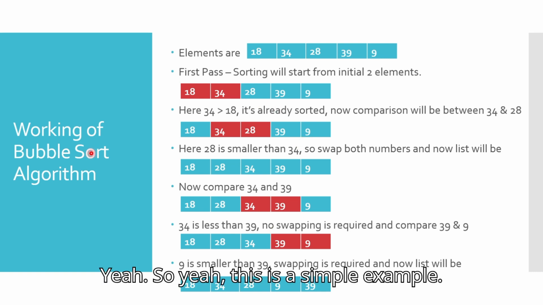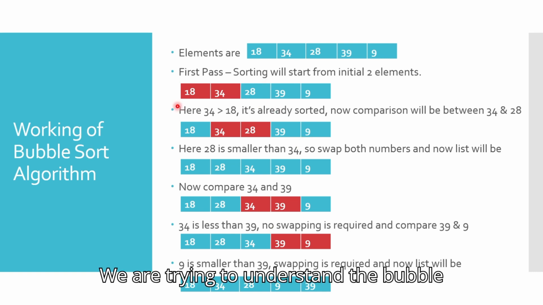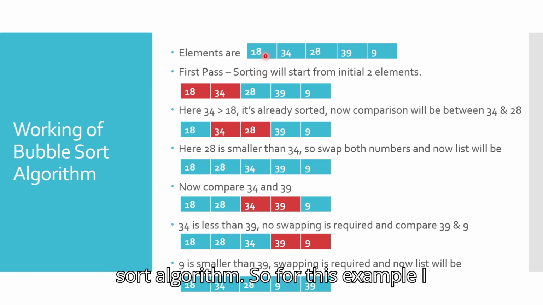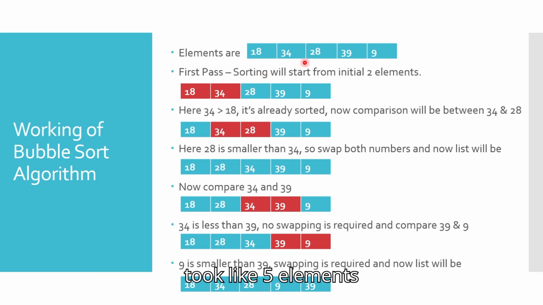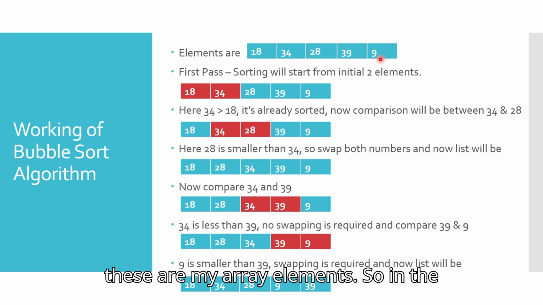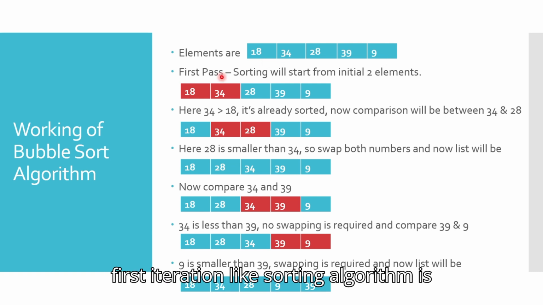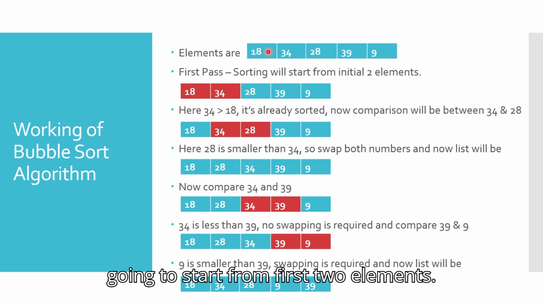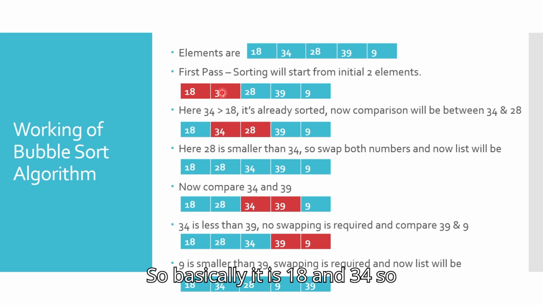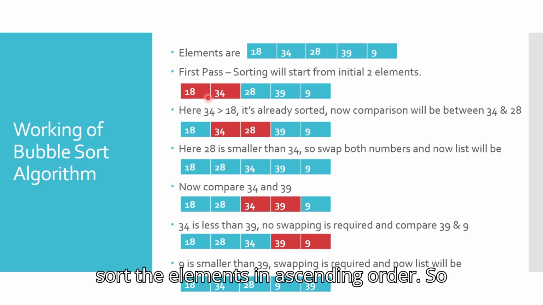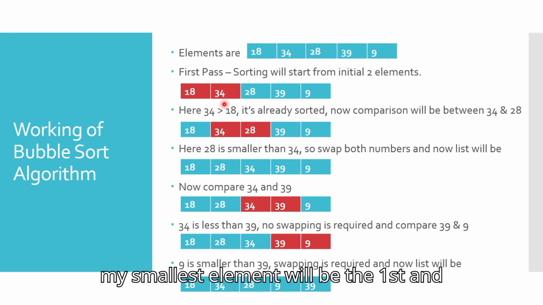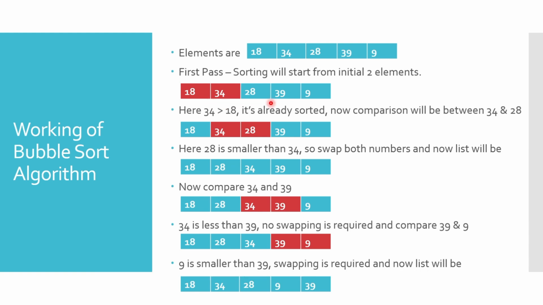Yeah, this is a simple example. We are trying to understand the bubble sort algorithm. For this example, I took five elements: 18, 34, 28, 39, and 9. So these are my array elements. In the first iteration, the sorting algorithm starts from the first two elements, 18 and 34. I want to sort the elements in ascending order, so my smallest element will be first and the largest number will be last.